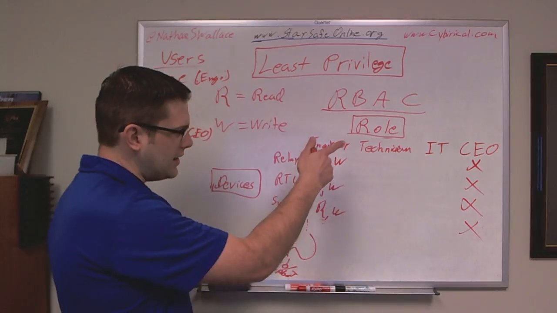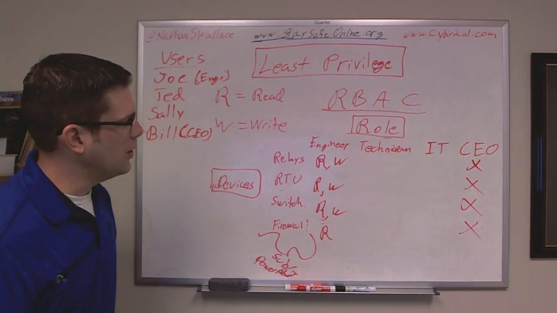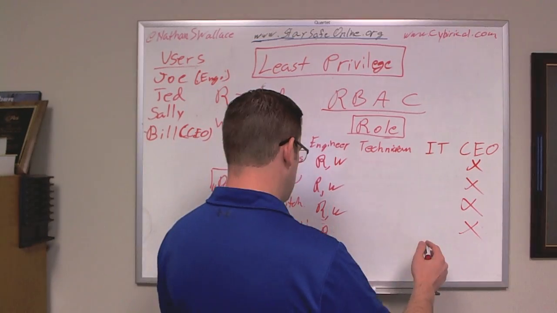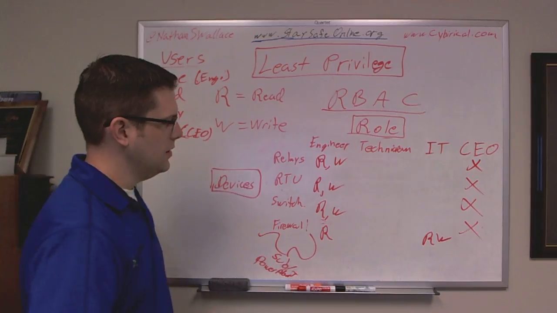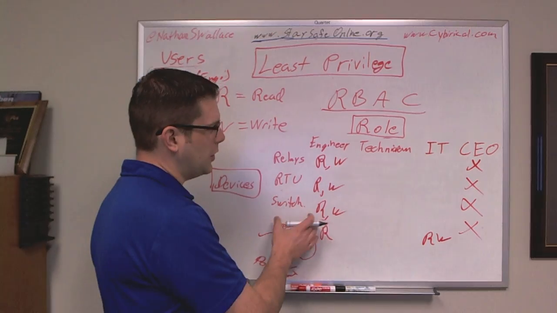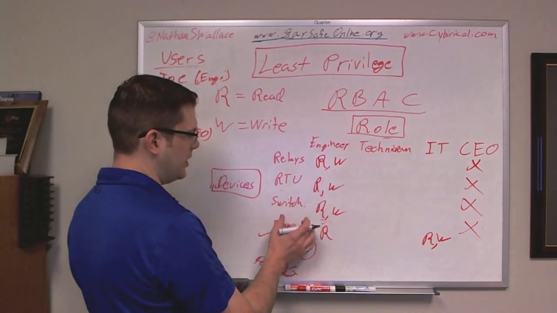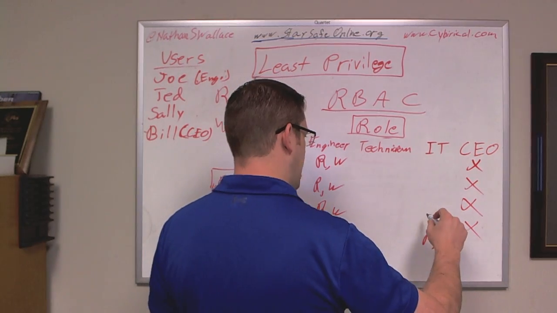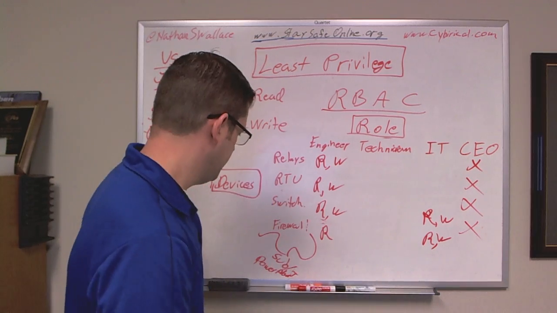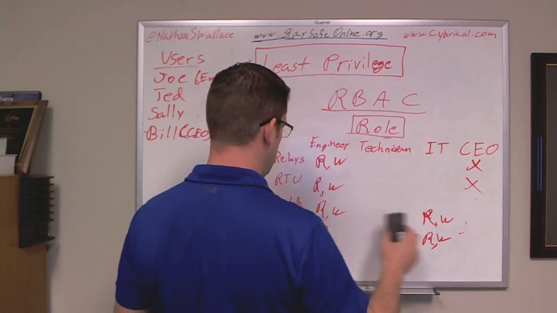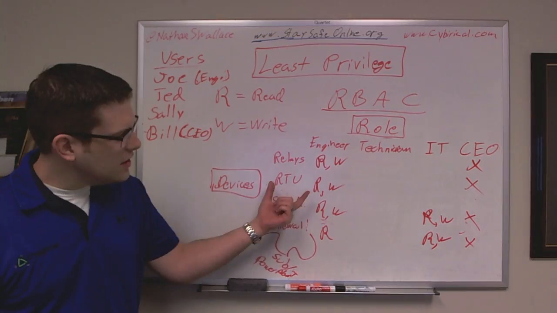But the IT guy, he at least needs to be able to read those firewall rules. But then, of course, the IT guy should be able to read and write the firewall. And just for grins, let's say the engineer messes up and the IT guy wants to see what the configuration was on the switch. So yeah, he also is going to have the read and write privilege. And then, let's say the RTU. Would he need access to the RTU?